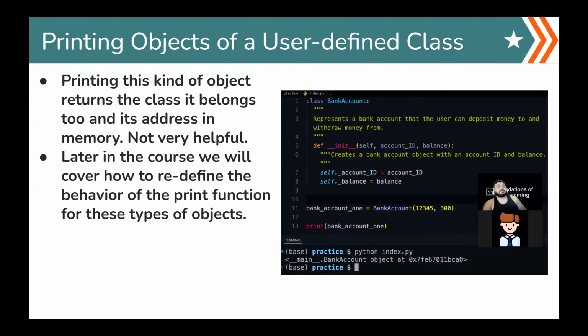We already talked about this: printing an object of a user-defined class. Printing this kind of object returns the class it belongs to and its address in memory. Not very helpful, right? It tells us what class it belongs to and where in memory it is, but once again, it doesn't say anything useful to us. I have here that later in the course we'll talk about it, but I already did, so it's okay. We can move forward.